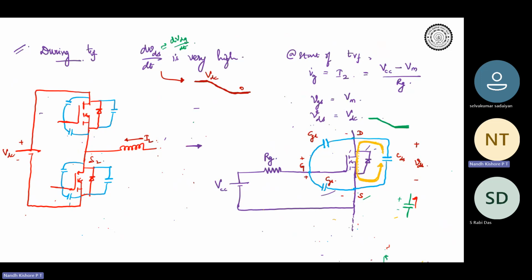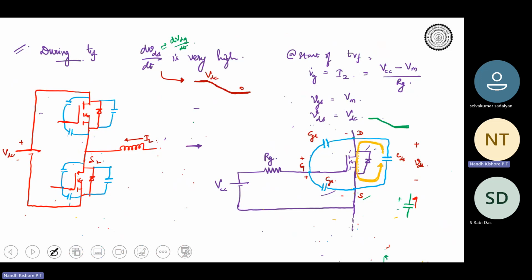Why? Because there is a dV/dt across the gate drain terminals, since dVds by dt is the same as dVdg by dt. If there is going to be dV/dt across a capacitance, there is going to be a current. So what will be the direction of that current? From gate to drain or drain to gate? It will be gate to drain.